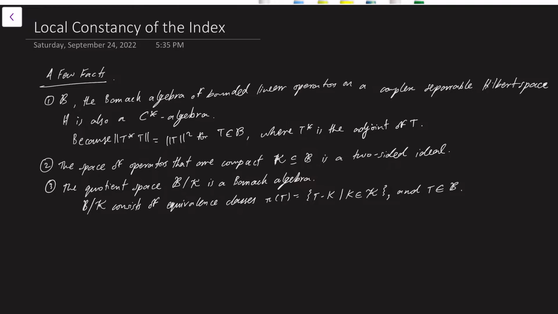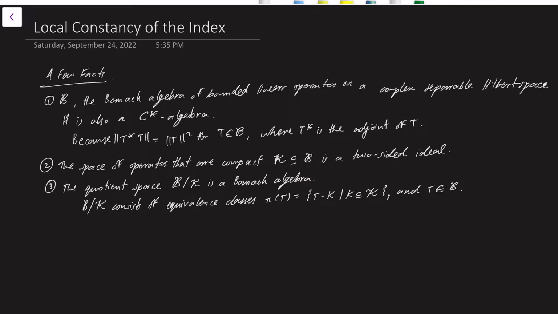We begin with a few facts. The first one here is that B, the Banach algebra of bounded linear operators on a complex Hilbert space that's separable, is also a C-star algebra. This is because the magnitude of T star times T is equal to the norm squared of T, where T is a bounded linear operator on this Hilbert space. Over here, T star is the adjoint of T. That's a concept from linear algebra. So that's the first fact.